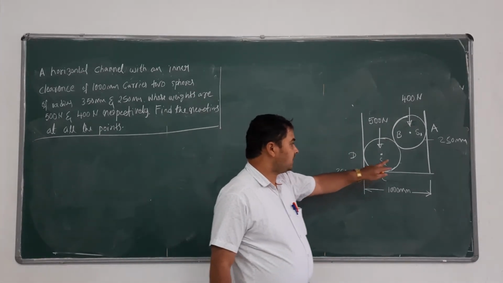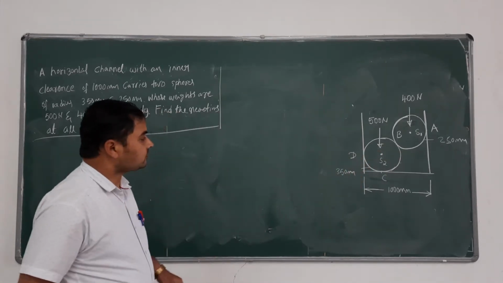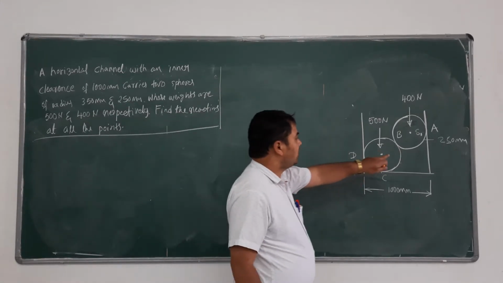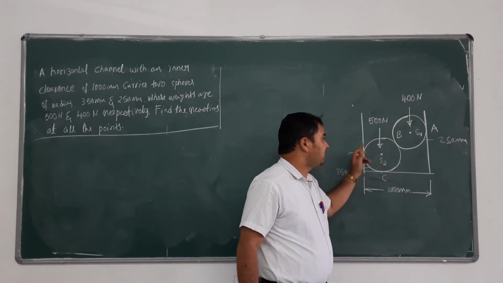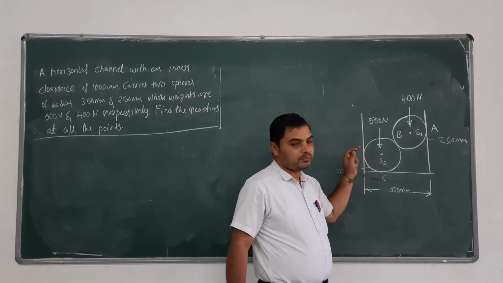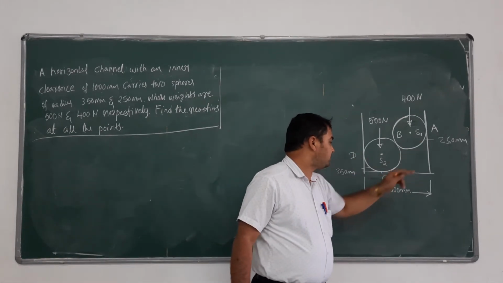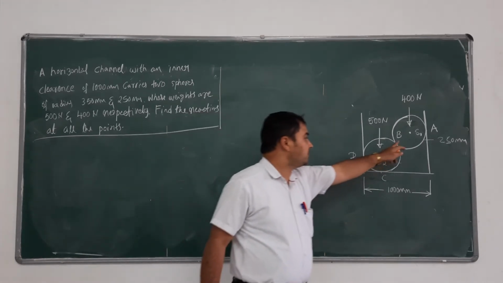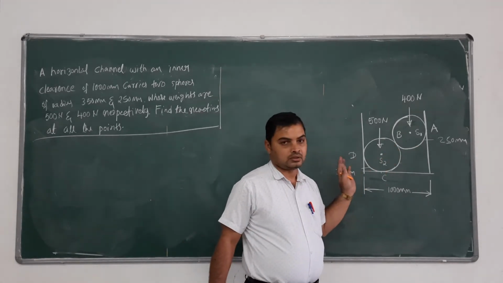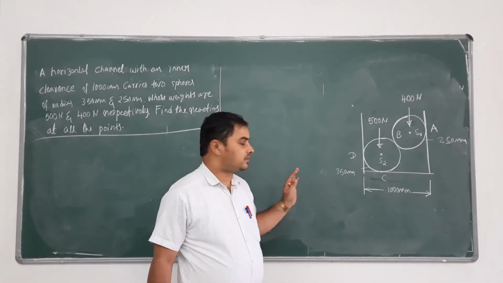Here there are two spheres S1 and S2. So they are placed in a rectangular channel. The weights of each sphere are given. Weight of sphere 1 is 400 Newton and weight of sphere 2 is 500 Newton. And the radius of the spheres is specified: 250 millimeter and 350 millimeter. The question is, what are the reactions at the contact points?